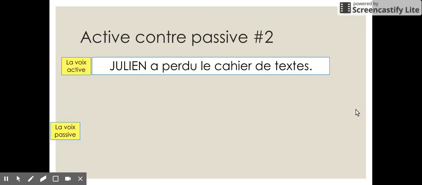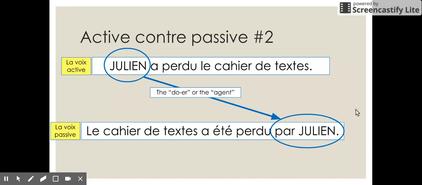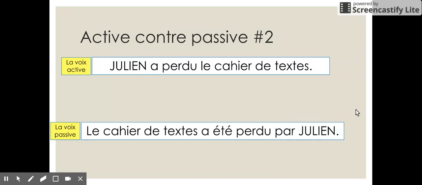Let's look at them side by side. So, la voix active, Julien a perdu le cahier de texte. La voix passive, le cahier de texte a été perdu par Julien. Julien, the doer, some people like to call him the agent. He's the subject of our active sentence, and he becomes the object of our passive sentence. But we've also now added par, by Julien.